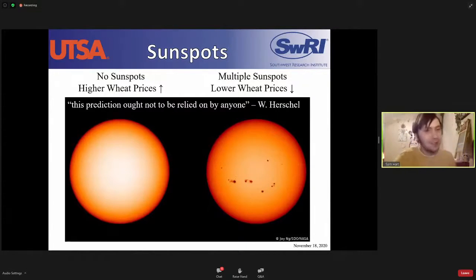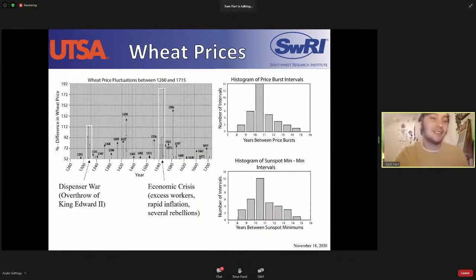So what exactly was going on in England during that time? Here are a few images. I'll go through each of them one at a time, so they're not all that scary. On the left here is a graph of wheat prices between the years 1260 and 1710.